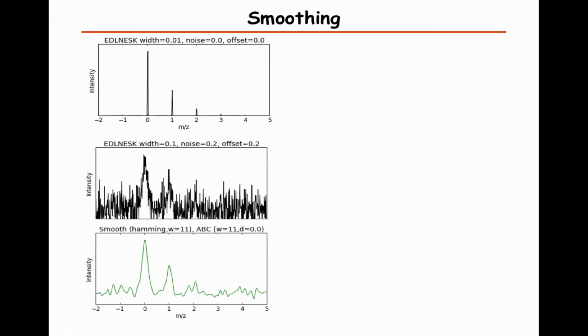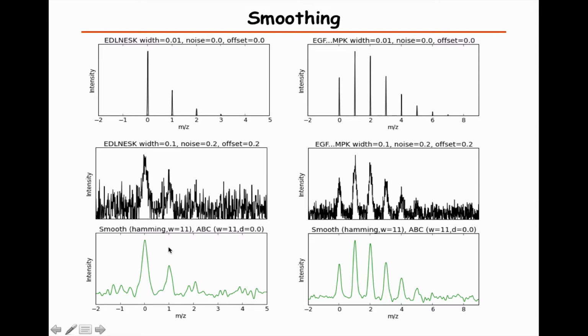These are just some examples from mass spectrometry. Here we have an isotope distribution from a peptide, and then we add some width to that peak and noise. If we then run a smoothing filter over it, we can recover the peaks, not perfectly, but quite well, especially the first two. Here is another example with a heavier peptide. Again, we can clean up the signal quite nicely by just applying a little bit of smoothing.